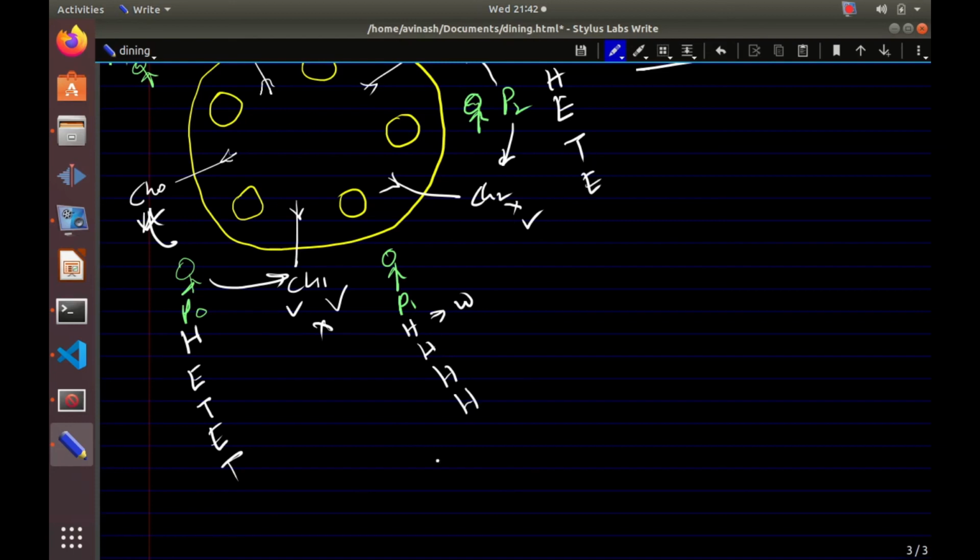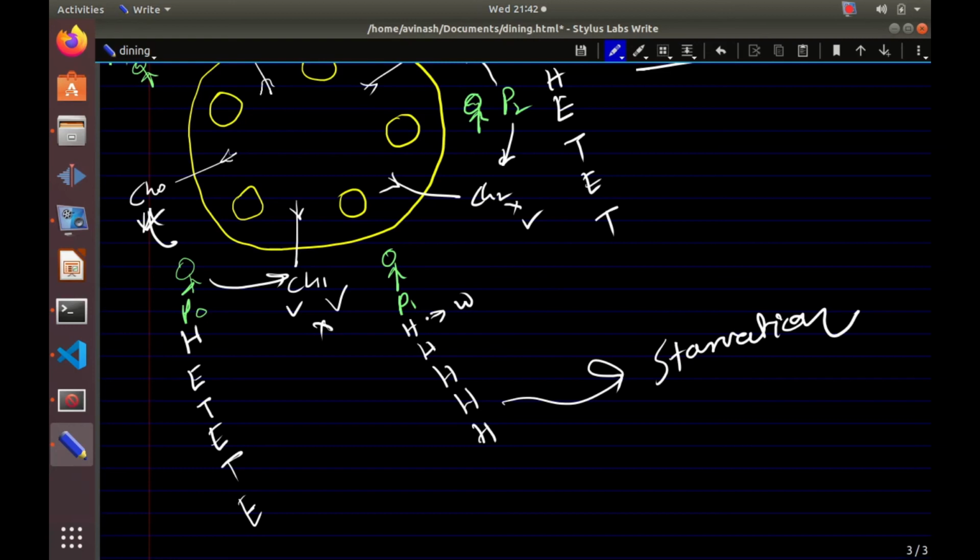One will go into the thinking state, but the other will go into the eating state, so P1 will remain in the hungry state. Then again one will go into the eating state, one will go into the thinking state, and P1 will remain hungry. So this kind of problem is called the starvation problem.